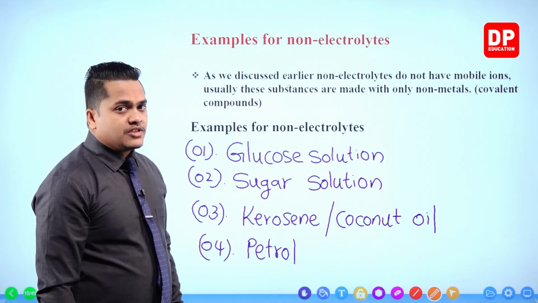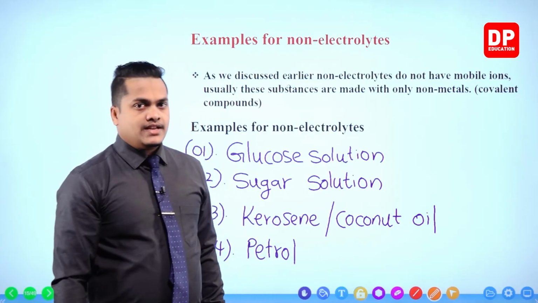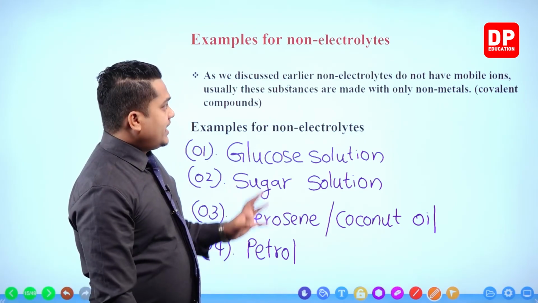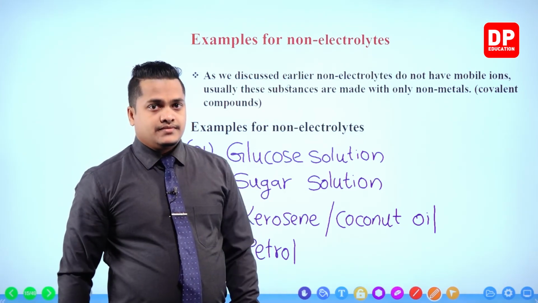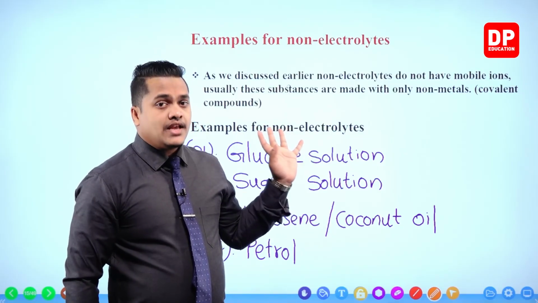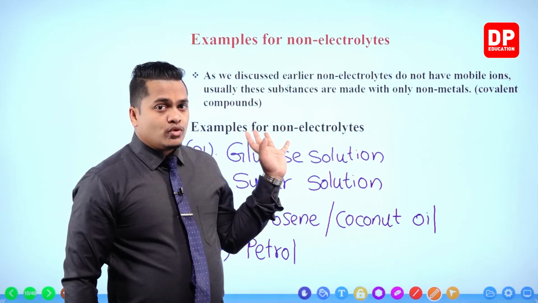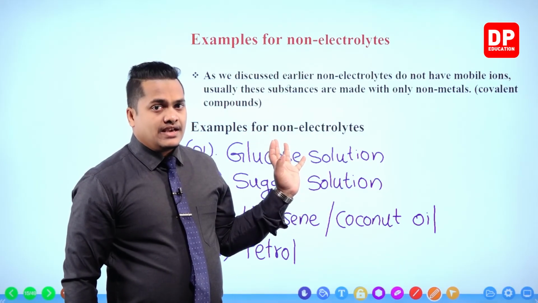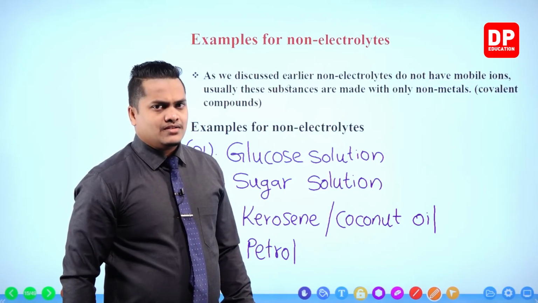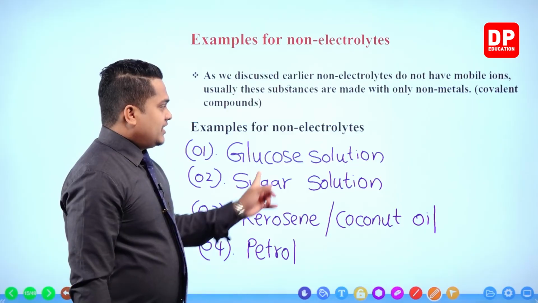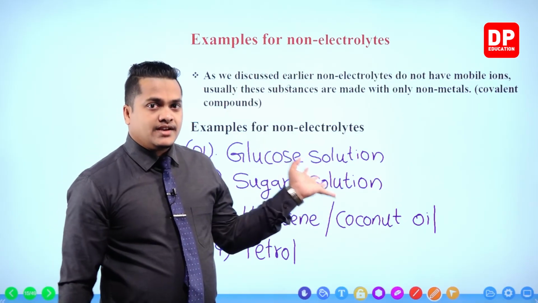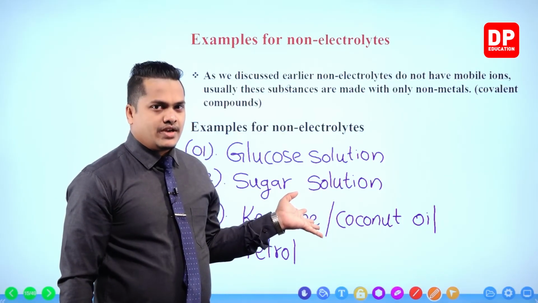So these are the examples for non-electrolytes, okay. So remember, non-electrolytes do not have mobile ions, okay. Mostly they are made up of substances with only non-metals, but there can be exceptions as well, okay. But however, mostly they contain non-metals. So you know that in glucose there is carbon, hydrogen and oxygen. Sugar, once again carbon, hydrogen and oxygen. We discussed this thing, right.